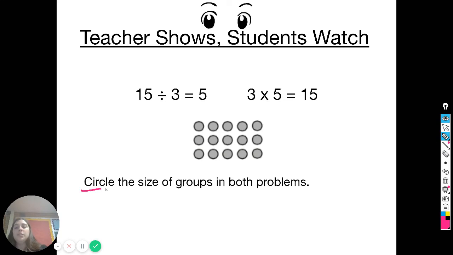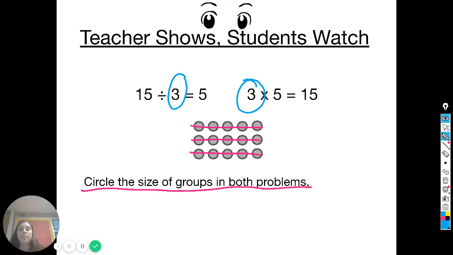Now it's saying circle the size of groups in both problems. Well, we decided there's 1, 2, 3 groups or 3 rows. So here's a 3, and here's our 3. That is the size of the groups.